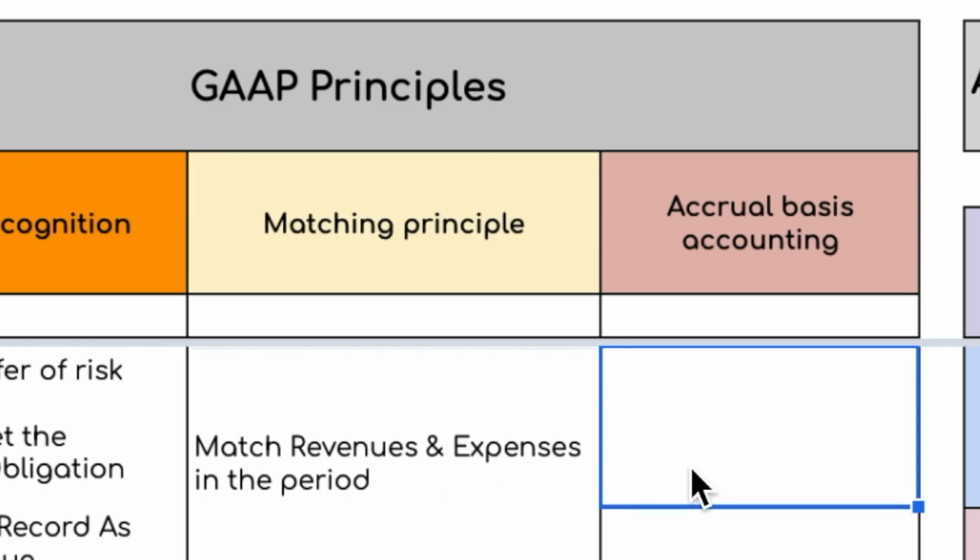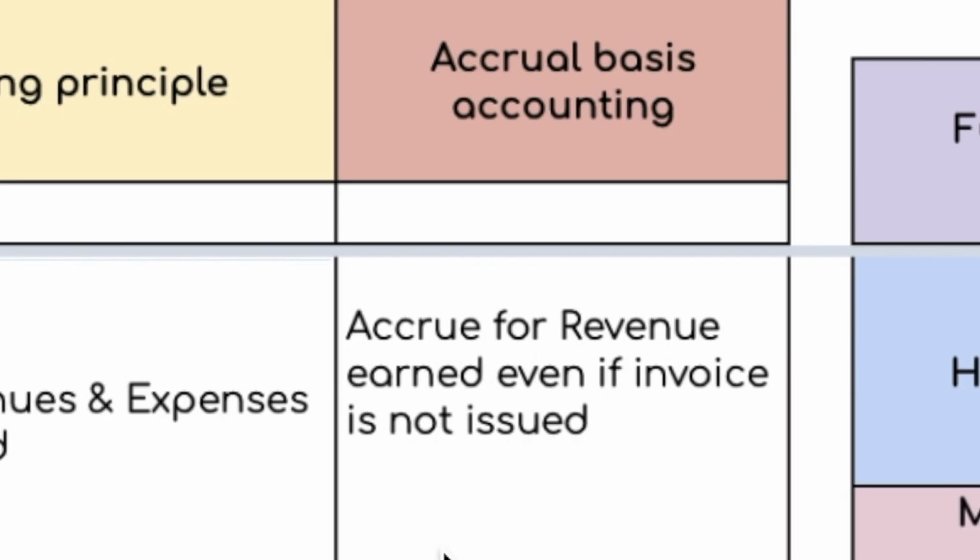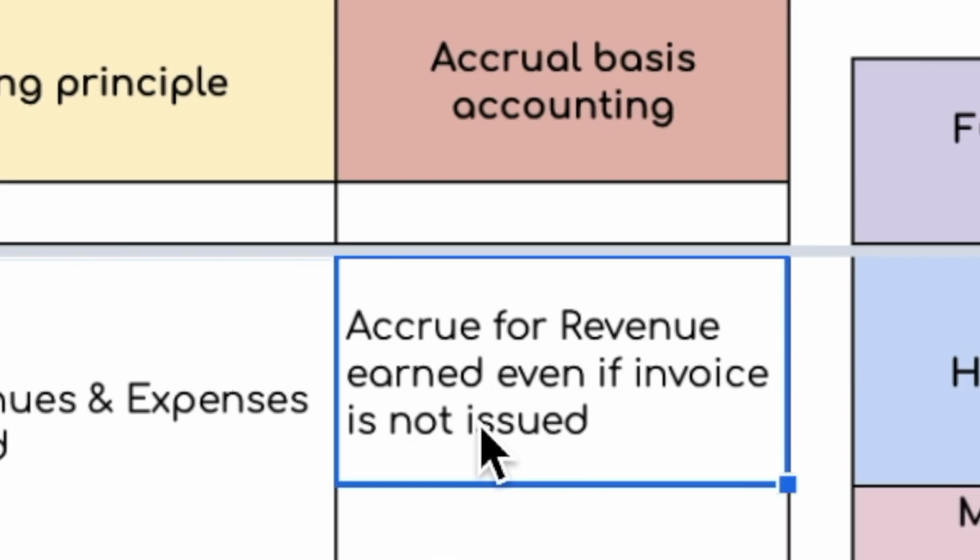And then the other principle that applies is going to be accrual basis accounting. Accrual basis accounting says that you have to record the revenue or the expense when you earn it or when you incur the expense, right? Whether or not you have issued an invoice or received an invoice, that's not what matters here.